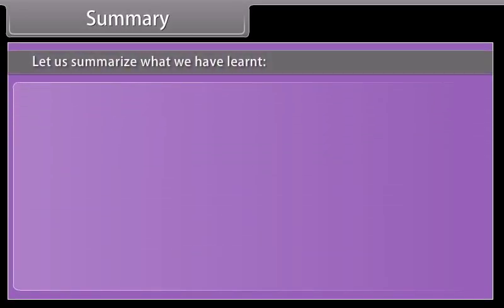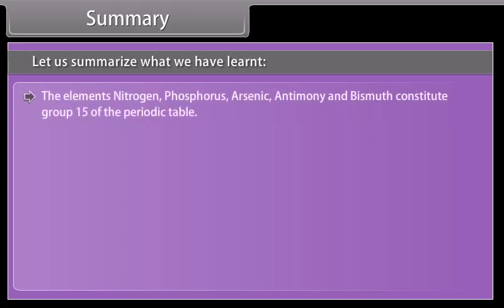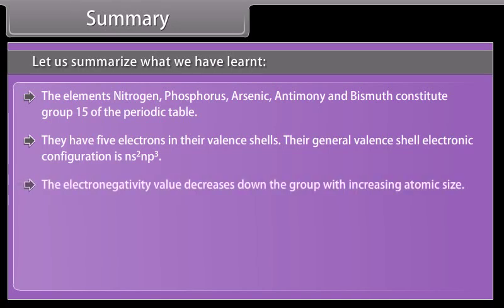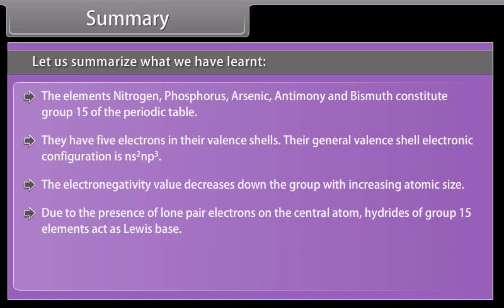Summary. Let us summarize what we have learnt. The elements nitrogen, phosphorus, arsenic, antimony and bismuth constitute group 15 of the periodic table. They have 5 electrons in their valence shell. Their general valence shell electronic configuration is ns2np3. The electronegativity value decreases down the group with increasing atomic size. Due to the presence of a lone pair of electrons on the central atom, hydrides of group 15 elements act as Lewis bases.